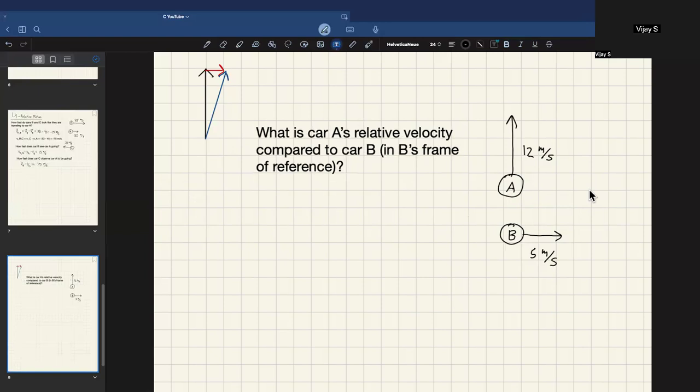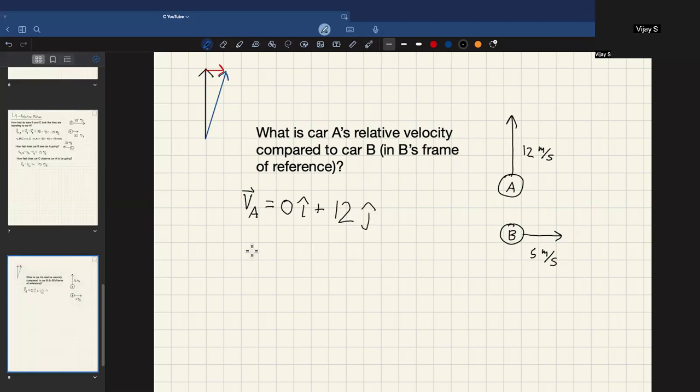How do we do that? Same as we did in one dimension. We do need to subtract. Now be careful here though, because vectors have multiple components. So let's actually rewrite their velocities in our i hat, j hat notation. So the velocity of object A from our perspective is going to be 0 i hat, because it's not moving horizontally, plus 12 j hat because it is moving vertically.